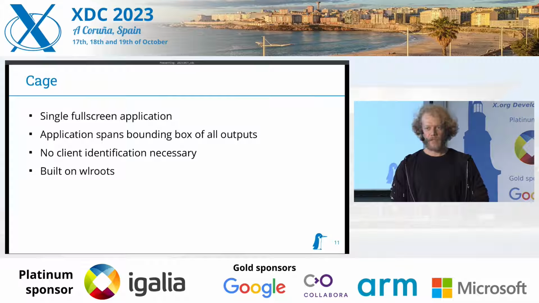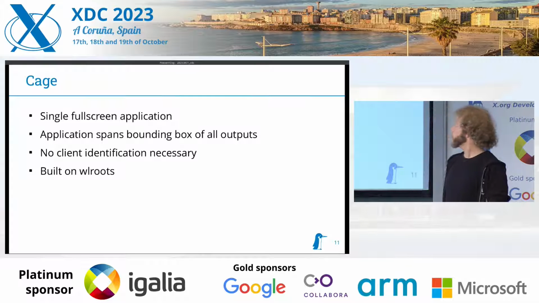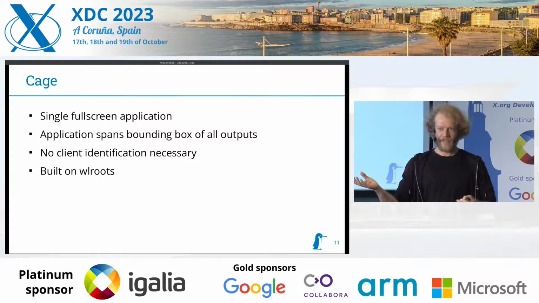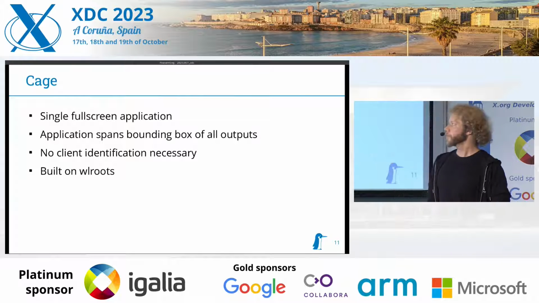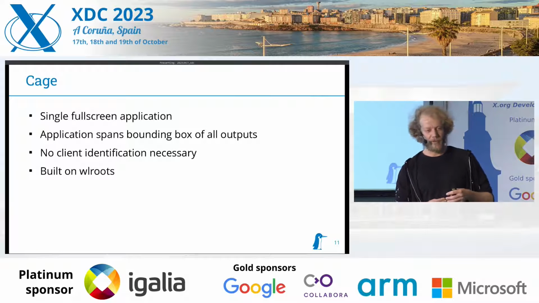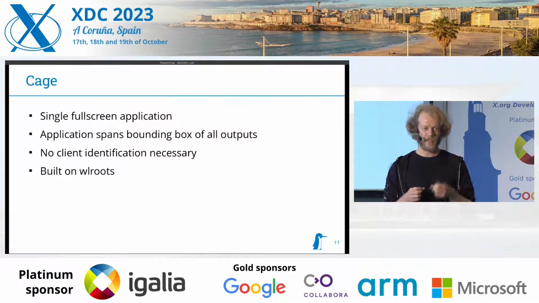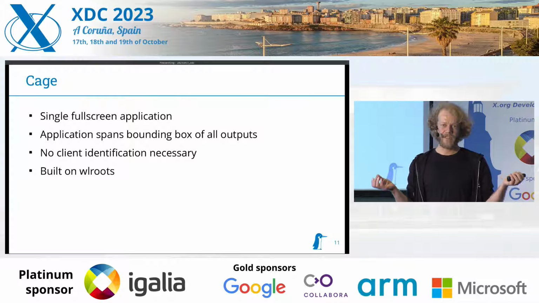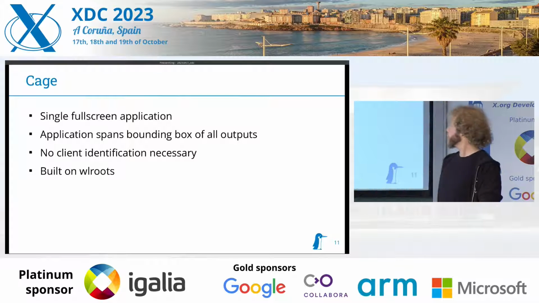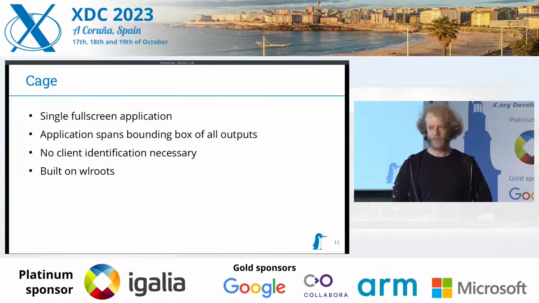Then there is not only Weston, but wlroots. If you search for kiosk shells based on wlroots, the first thing that comes up is Cage, which is a single application full screen use case. Something interesting that occurred to me is if you have multiple outputs, it will just scale the single application across all the outputs, which is in most embedded cases not something that you want to have. Because you have a single application, you don't need to identify your clients. And as said, it's built on wlroots.